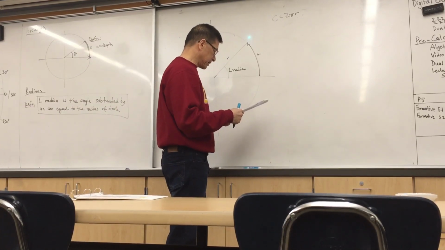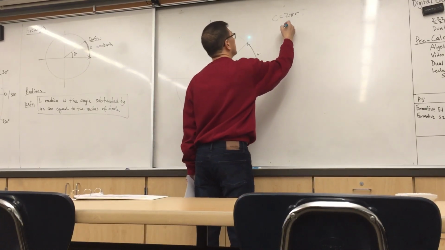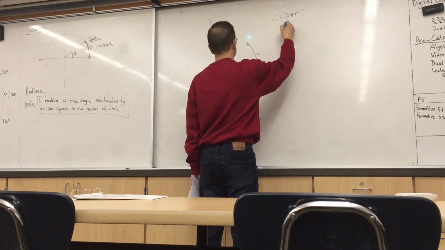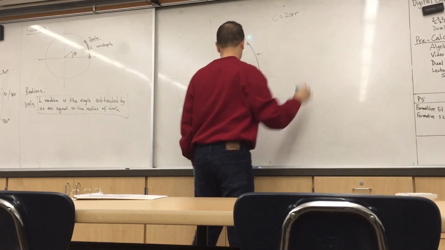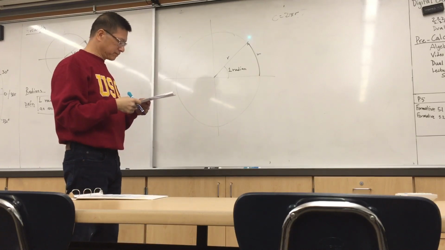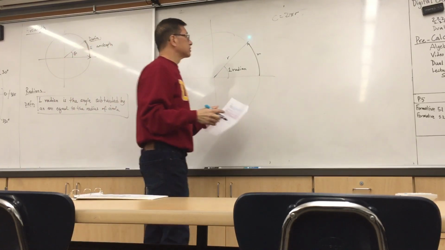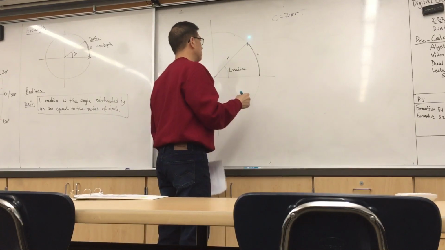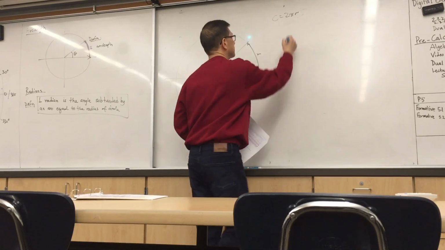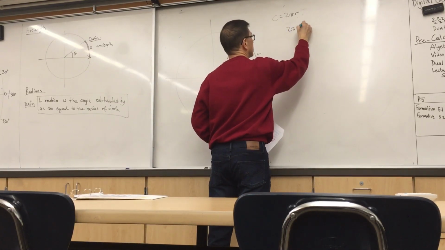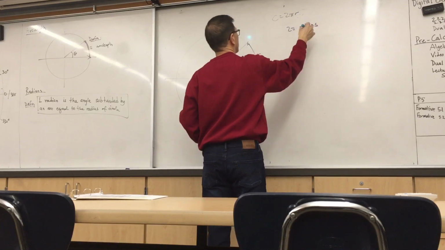So 2 pi. Basically, if you go all the way around, you go through 2 pi radians, and this is all the way around.